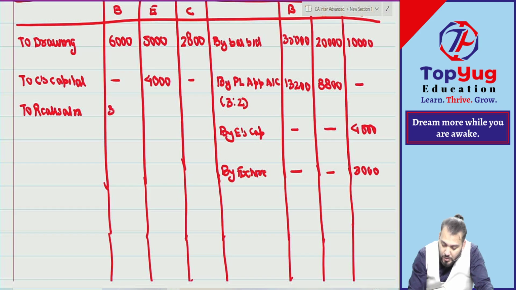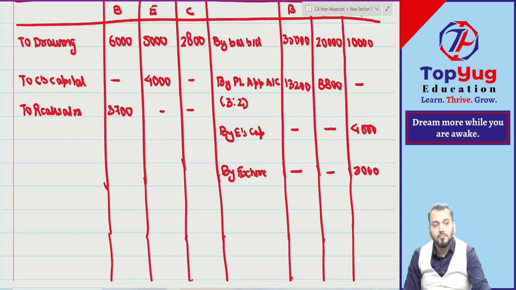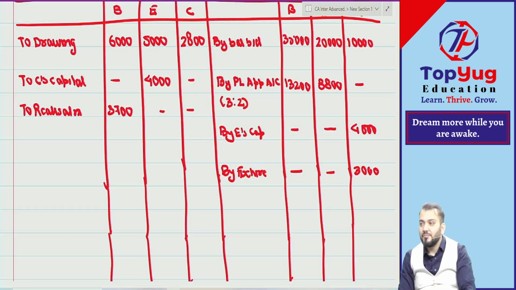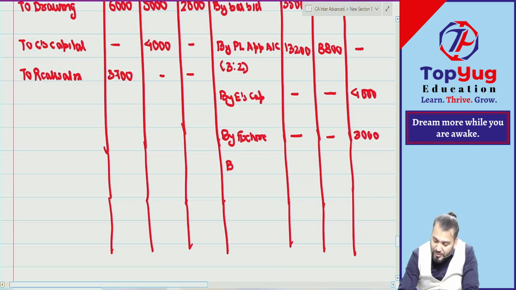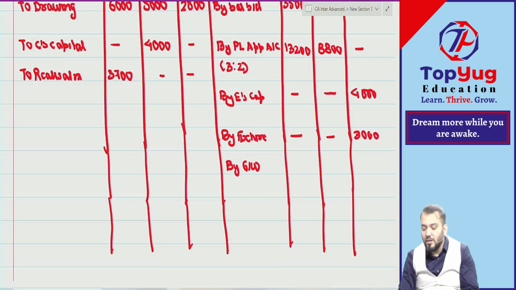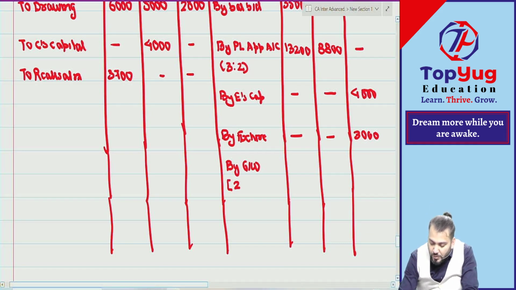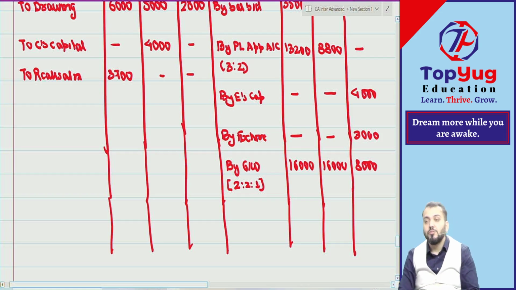How much? 3700. Realization done. Step 1, step 2 done. What is step number 3? Can the goodwill be raised? So goodwill, how much? 40,000. In which ratio? 2 is to 2 is to 1. So can you allocate? 16,000, 16,000, 8,000 done. Goodwill also done.